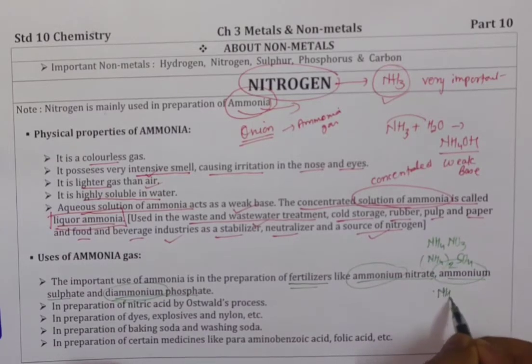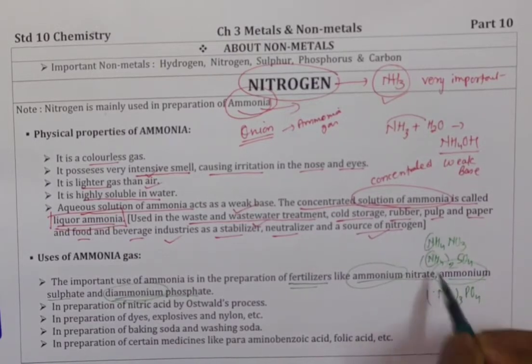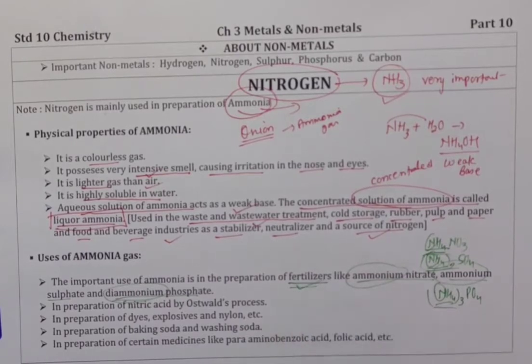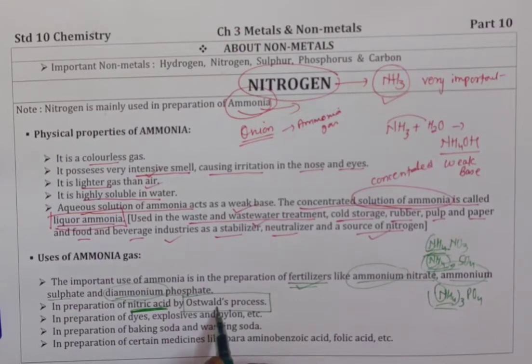Alright, NH3 actually will come, and PO4. Anyway, you can see that nitrogen and ammonia is required in preparation of these three fertilizers. Alright, next, it is used in preparation of nitric acid by Oswald process. Oswald process is used to prepare industrial nitric acid. Okay, for industrial production of nitric acid, we require ammonia.